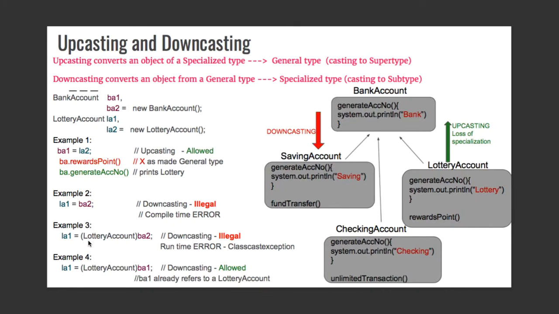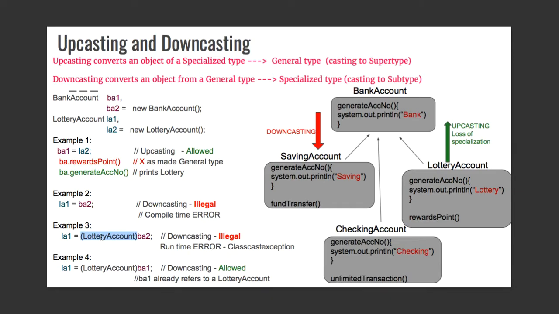In the third example, what you're trying to do is fool the compiler into thinking that it is of a lottery account type. If you see, BA2 is a bank account object. To make a lottery account object point to a bank account object cannot happen, because LA1 is of type lottery account and it cannot refer to anything that is down in the line of inheritance. Example 3 is essentially the same as example 2. The only difference is that you are trying to forcibly typecast a bank account object into a lottery account object.